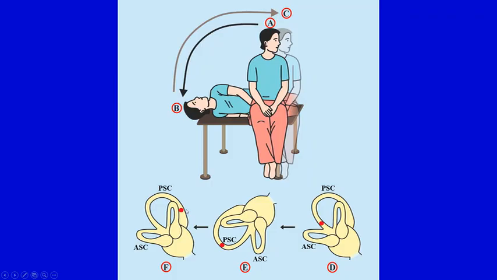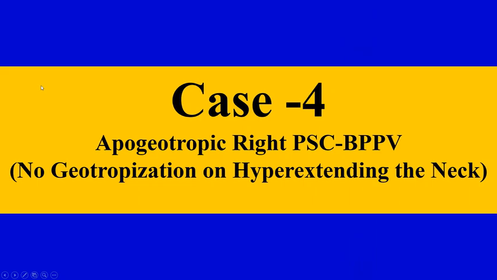But this is difficult to believe, because if the debris was in the non-ampullary region and had moved ampullopetally during the right side lying test, the nystagmus would have still been downbeating and contratorsional, that is downbeating and left torsional, but this was not the case. So there is possibly another possibility of location in such cases.